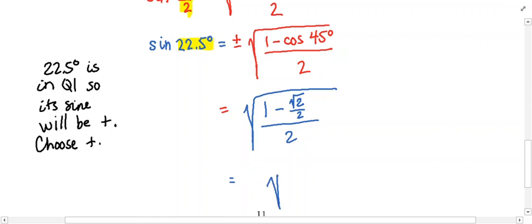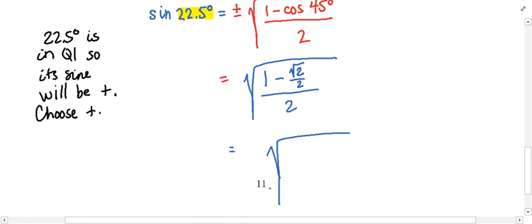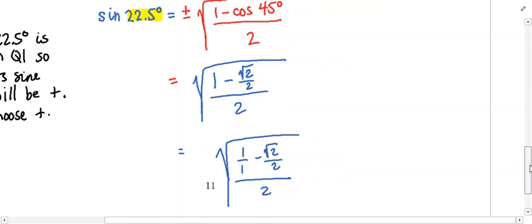I am going to look in the numerator and try to get a common denominator. If I write 1 minus the square root of 2 over 2, I need to make these both fractions over 1. So 1 is 1 over 1, so we'll have 1 over 1 minus the square root of 2 over 2. All of that is over 2. I'm going to need some more room, so I'll come over here.